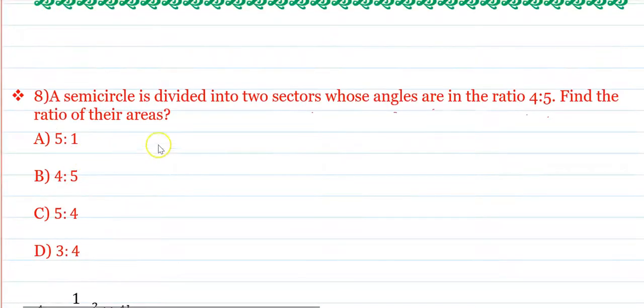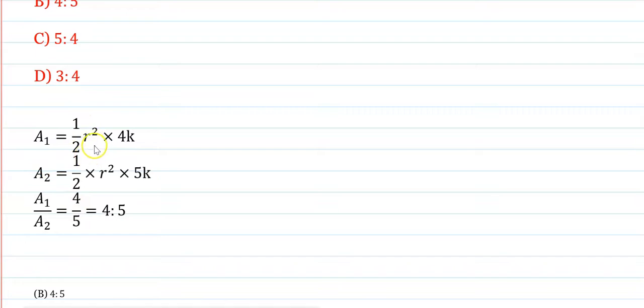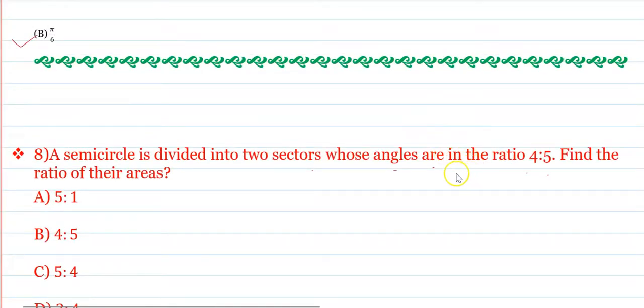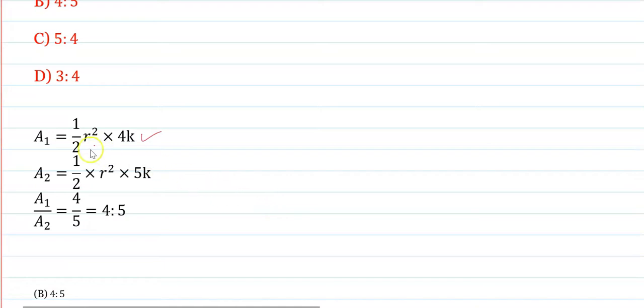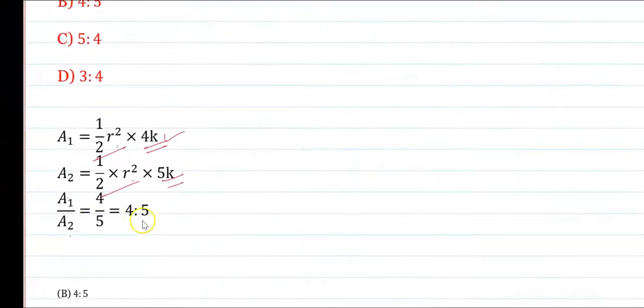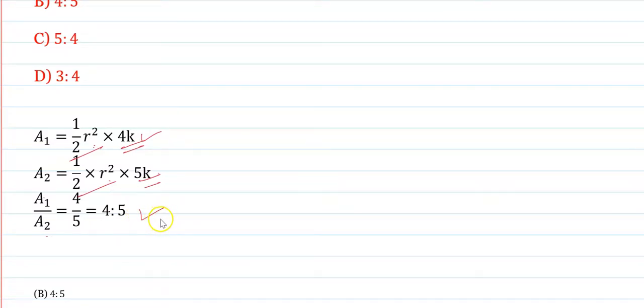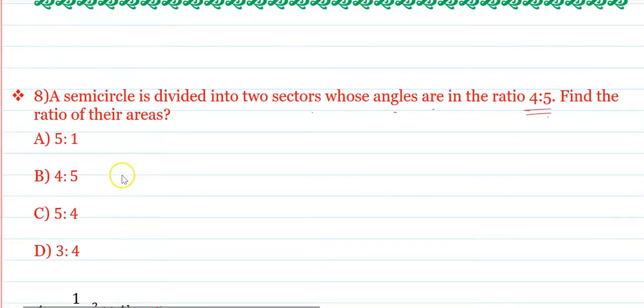Okay. Now the first, A1 equals 1 upon 2 r square into 4k, because we have been given that the ratio of their angles is 4:5. Therefore, if we consider the common multiple as k, then the measure of the first angle is 4k, the second angle is 5k, and therefore the area of the first sector is A1 equals 1 upon 2 r square into 4k. Second, A2 equals 1 upon 2 r square into 5k. And if I take their ratio, then I will get A1 upon A2, that is 1 upon 2 r square, and 1 upon 2 r square get cancelled. 4k upon 5k, k and k get cancelled, and you will get A1 upon A2 equals 4:5, and hence option B is the correct one.